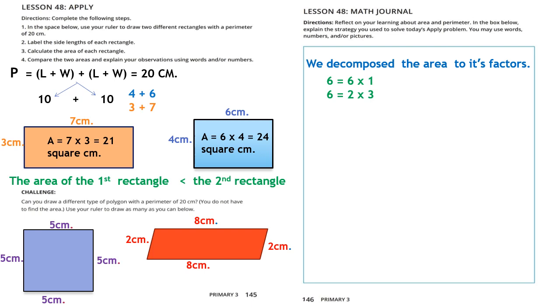If we said the area is 6, we decompose it to the factors. What times what will give me 6? 6 times 1, 2 times 3, and so on. Okay? And in the example of perimeters, we used the double strategy to find the components of 10, right? We said 10 equals 4 plus 6 and 3 plus 7, right? Okay, and we use the double strategy here in the square below. 5 plus 5 plus 5 plus 5.